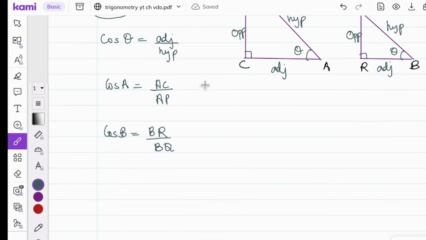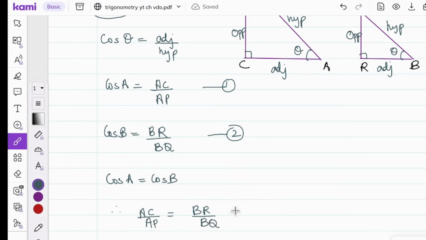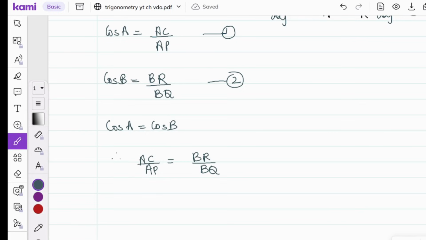Now, I got two equations. This equation and this equation. They already gave here what? Cos A equal to cos B. Therefore, I can write what? I can write AC by AP equal to how much? BR divided by BQ. Right? So, I can write it like this.